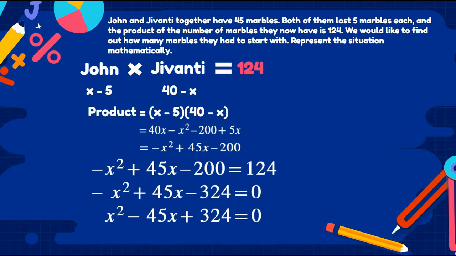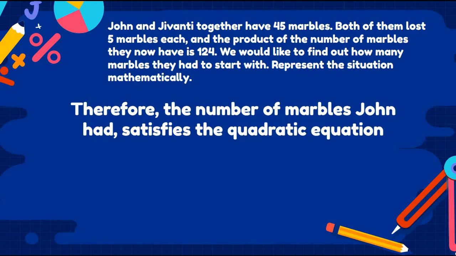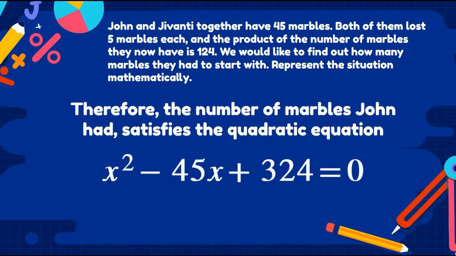Then if we take this minus to the right hand side again, it would just become 0. There will be no change, because anything multiplied by 0 would just be 0. So no change is made on the right hand side, but as we have taken minus common on the left hand side, we have got a more good looking equation, which is x square minus 45x plus 324. So yeah, we are done. Therefore, the number of marbles John had satisfies this quadratic equation: x square minus 45x plus 324 is equal to 0. So we have successfully completed this question.